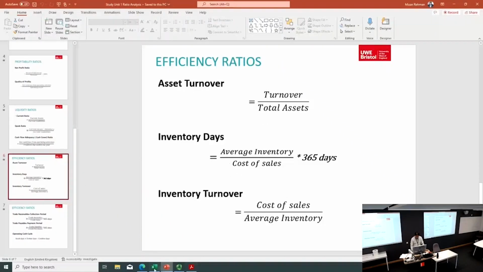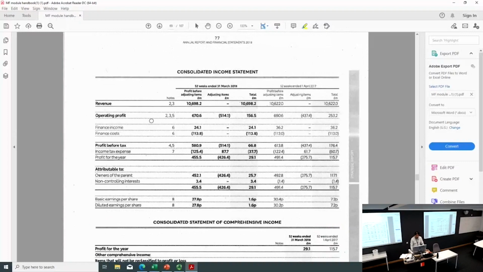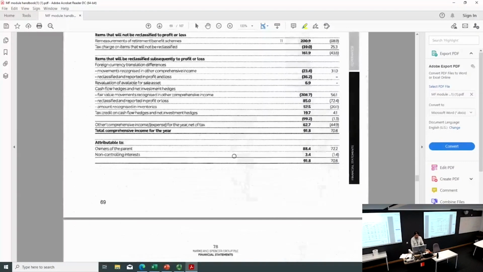Cost of sales, folks. Cost of sales should be in the income statement, but we looked at it last week and we know that it's not there. So we will go to note 3.